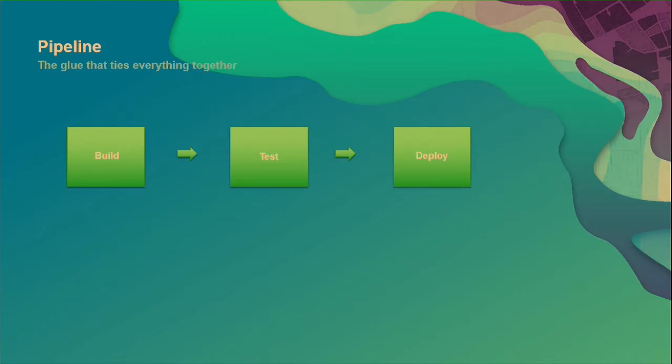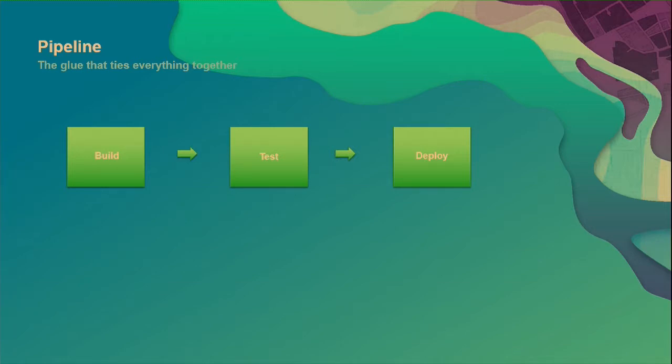And the glue that ties all of these things together is the pipeline. In my mind, a pipeline is basically a scripted, repeatable, and automated set of steps for building, testing, and deploying your software. This is really, really important because it will allow you to get more control over how and when your software is delivered.